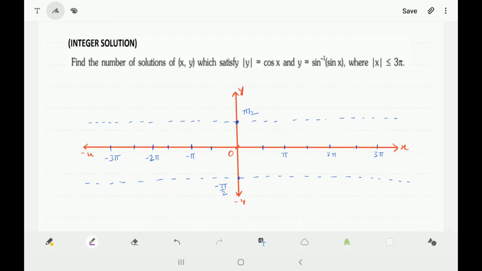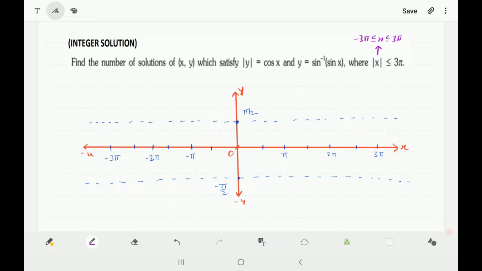In this problem, we have to find the number of solutions of x, y which will satisfy two graphs, mod y is equal to cos x and y is equal to sin inverse sin x, where mod x is less than or equal to 3 pi. So mod x less than or equal to 3 pi means x from minus 3 pi to 3 pi. I have drawn a number line from minus 3 pi to 3 pi, and from minus pi by 2 to pi by 2 along the y-axis, because sin inverse sin x has a range from minus pi by 2 to pi by 2, closed interval.